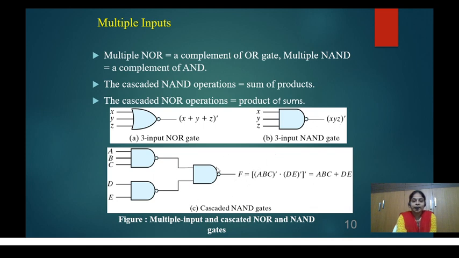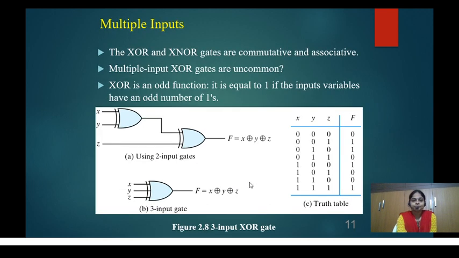In a similar way we can cascade any number of NAND gates and execute the functions. XOR and XNOR gates are also commutative and associative. XOR is an odd function: it is equal to 1 if the input variables have an odd number of ones. We have seen the truth table in earlier videos, right? So this can be implemented by using 2 XOR gates, or by using a 3 input XOR gate also.